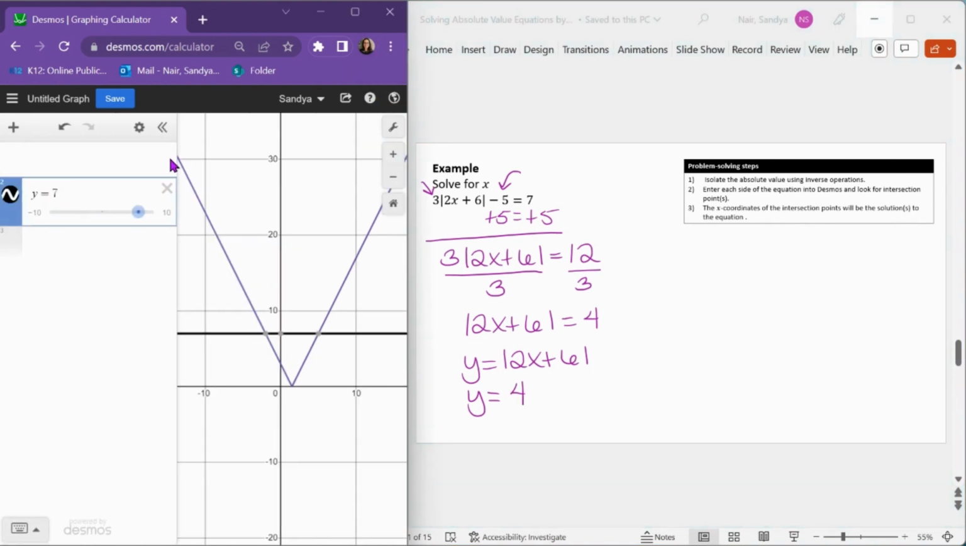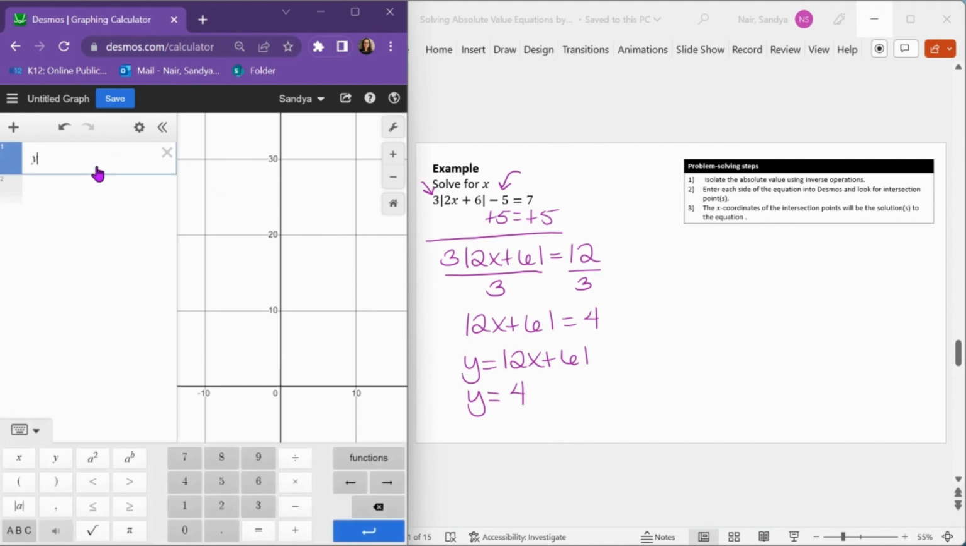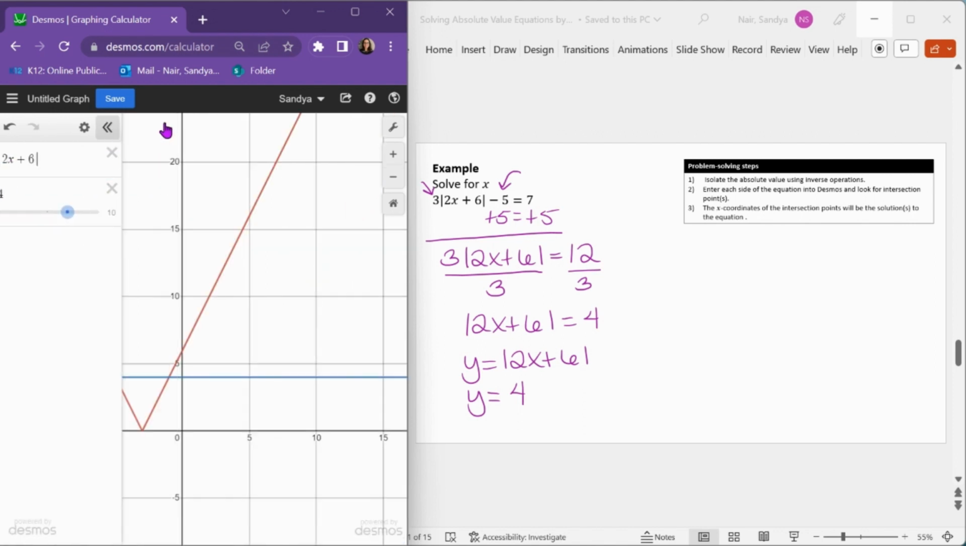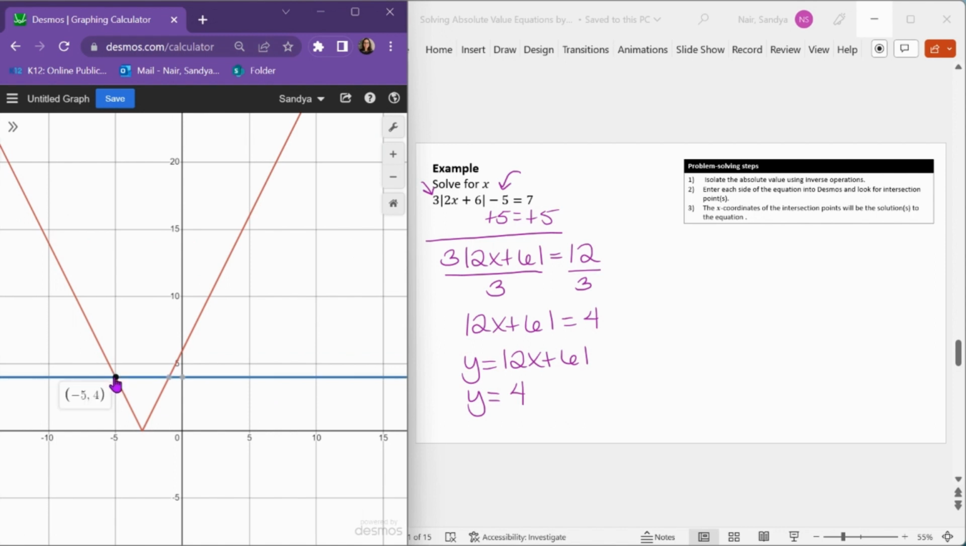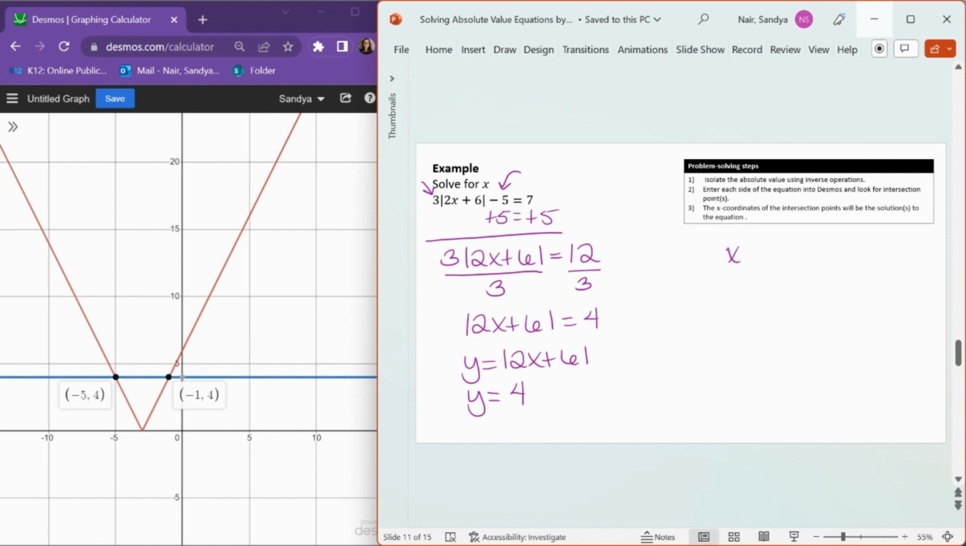So now I'm going to go to Desmos and type these in. So I have y equals the absolute value of 2x plus 6 and I have y equals 4. So now when I click on my intersection points in Desmos, it gives me my two x values. So I have x equals -5 and x equals -1. And those are the solutions to my absolute value equation.